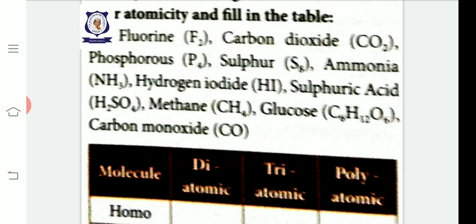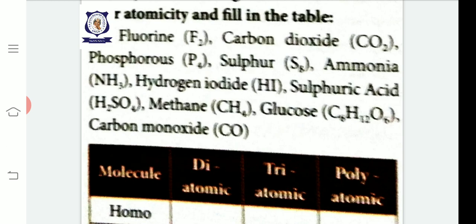So polyhomoatomic molecule. Sulfur, there are 8 atoms present in sulfur, so polyatomic molecule. Ammonia, totally 4 atoms are there, so more than 3, polyheteroatomic molecule. Hydrogen iodide, there are 2 atoms, different elements, so heterodiatomic molecule.